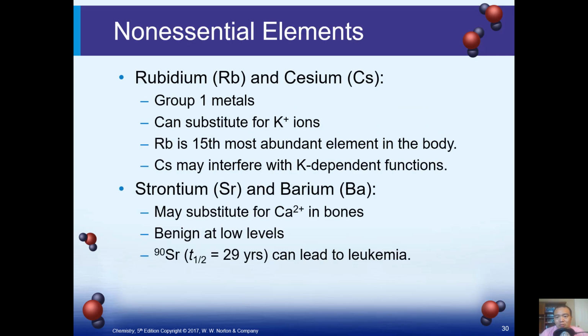Rubidium is generally regarded as non-essential, but it is the 15th most abundant element in the human body. It is believed that rubidium is retained by the body because of the similarity of its size and chemistry to that of potassium ion K+. Cesium ions Cs+ are also readily absorbed by the body, but have no known function. They can substitute for potassium ion K+ and interfere with the potassium-dependent functions.